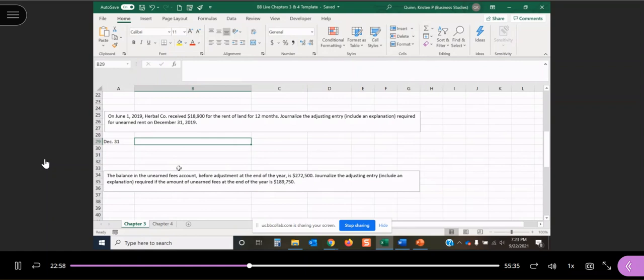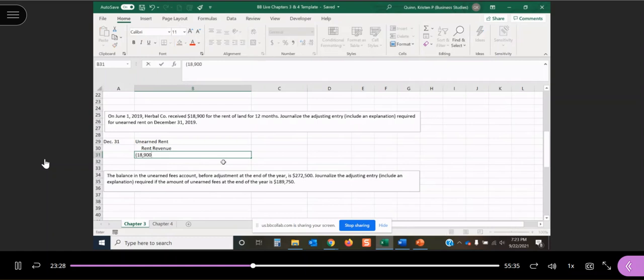But now some months have passed, and so now I have earned a portion of that $18,900. An entire year has not passed, so I haven't earned all of it, but I have earned a fraction of it. So I want my liability to go down, and I want my revenue to increase. And we're going to make it specific that it's our rent revenue since they told us it was unearned rent. So we have $18,900 that we received for 12 months of rent.